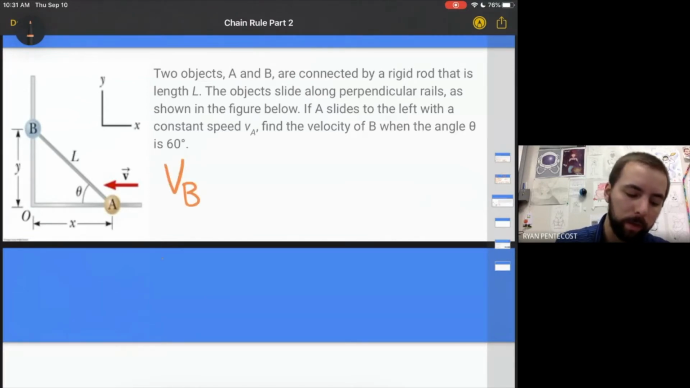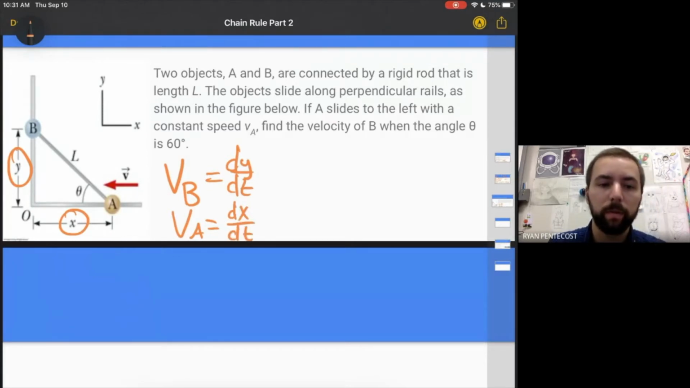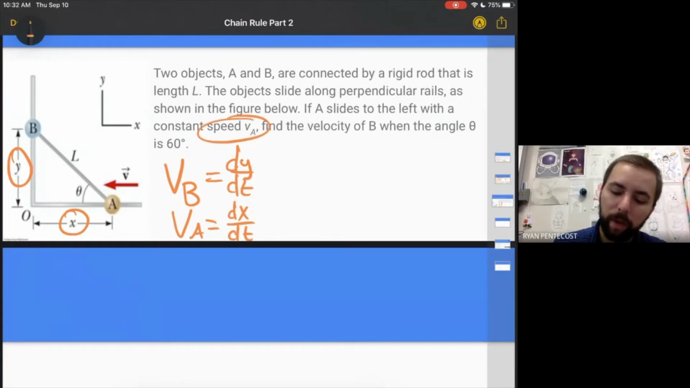Now, B runs solely on the y-axis, A runs solely on the x-axis. So we could say that the velocity of B is the change in y over time, just like the velocity of A could be said to be the change in x over time, or you could say the derivative of x or the derivative of y. Now, if we want to find the derivative of y with respect to time, let's look at our givens. We are given a constant speed VA. So we have VA. VA is dx/dt.